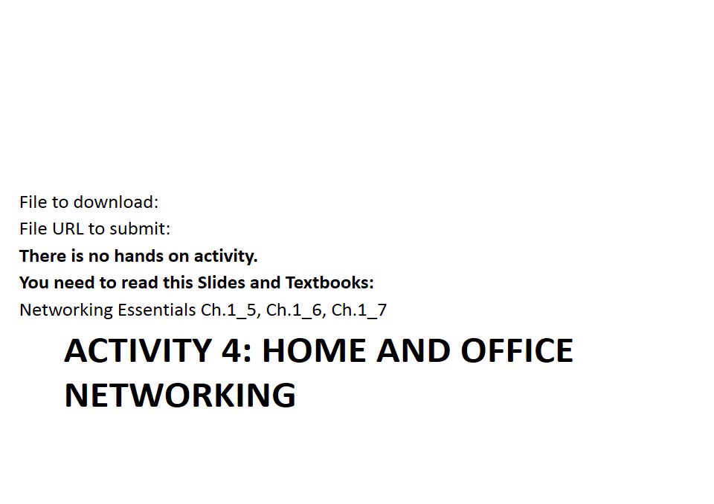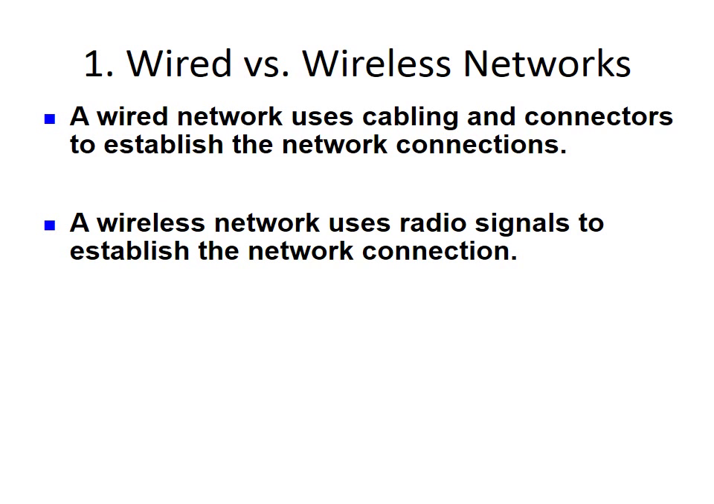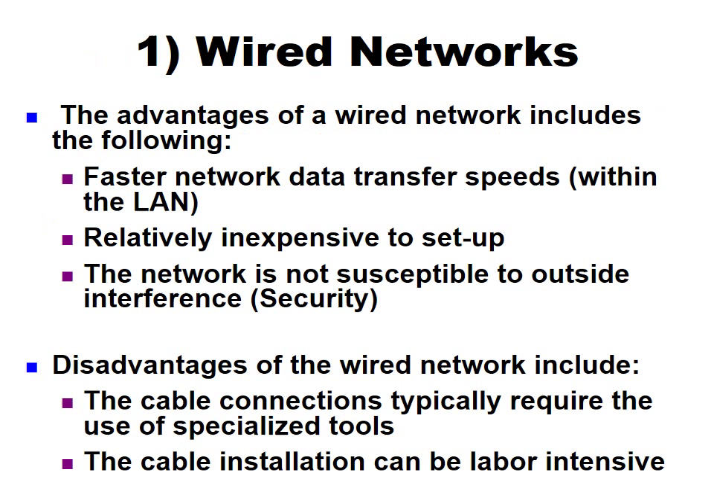In this activity I will talk about home and office networking devices. You may have a wired network or a wireless network. A wired network uses cabling and connectors to establish the network connections. A wireless network uses radio signals to establish the network connection. A wired network is normally faster than wireless. It would be more secure and inexpensive.